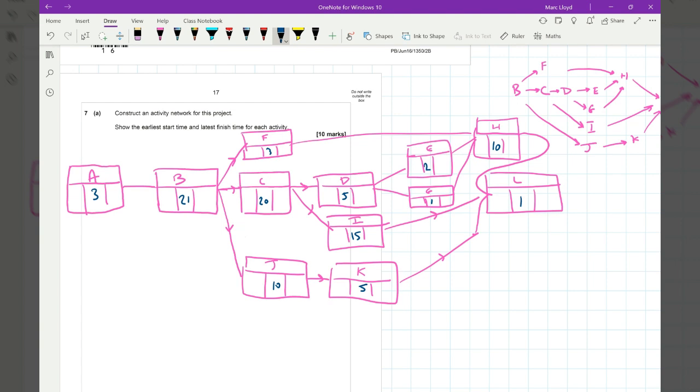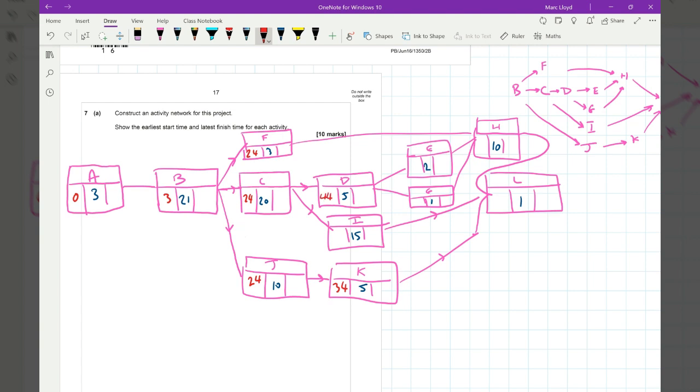So using the red pen, A will start at 0. 0 plus 3 is 3. B is 21, so 3 plus 21 is 24, meaning that all of these can start no earlier than 24. Okay, our next one, K is easy to do. I can do that little bit of the route. 24 plus 10 is 34, and then K goes into L. C into D, 24 plus 20 is 44.